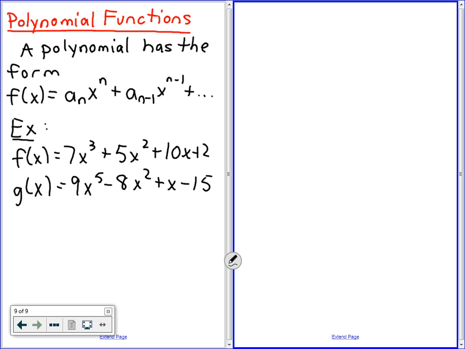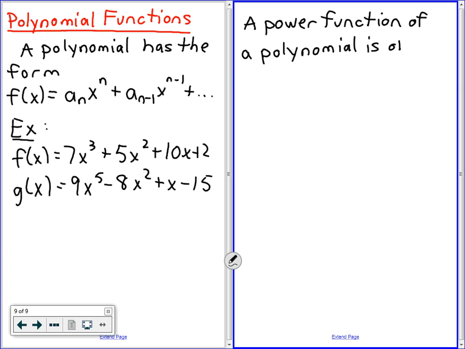We're going to say a power function or a polynomial is of the form y equals a x to the n, where n is an integer.